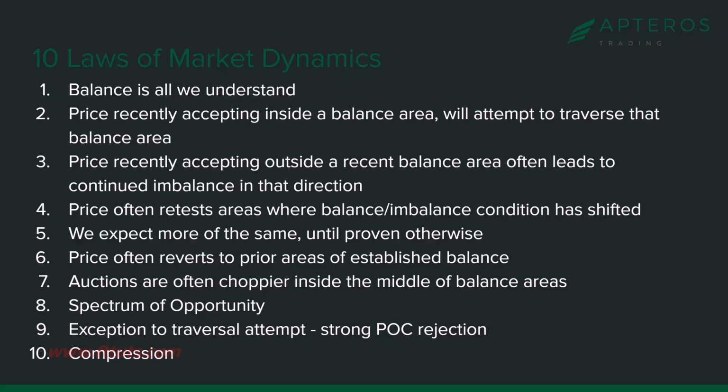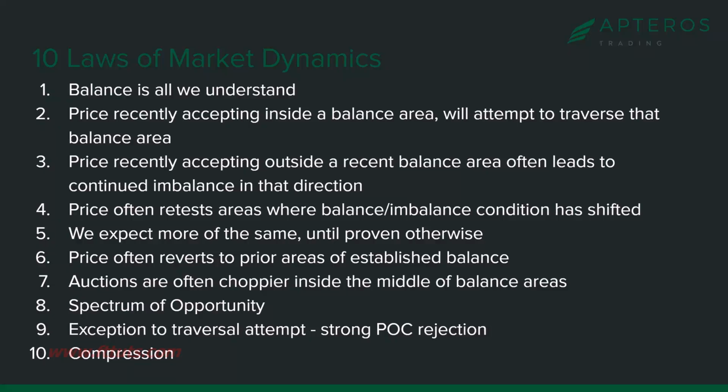It's not rocket science. Number three says there is a breakout. If you get a breakout that holds, a lot of times it keeps going, okay? It's not rocket science. Number four, price often retests areas where the balance or imbalance condition shifts. Number five, we expect more of the same until proven otherwise. Number six, price often reverts to prior areas of established balance. You already knew that one, didn't you? Number seven, auctions are often choppier. The price action is often choppier inside the middle of balance areas.